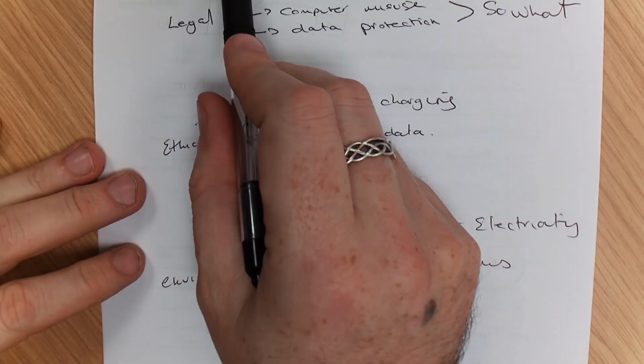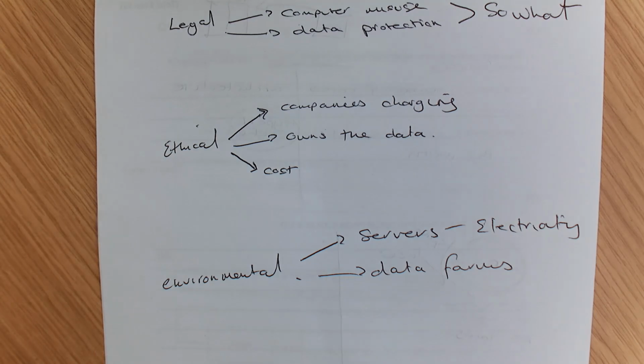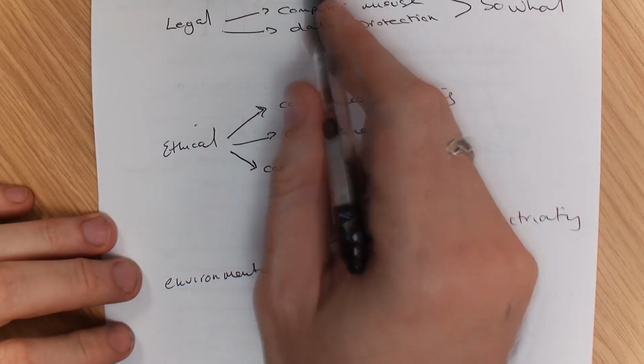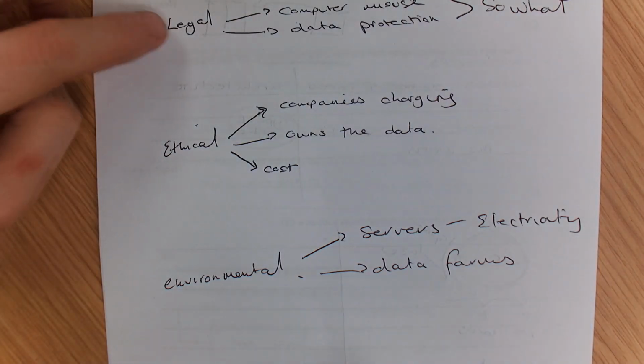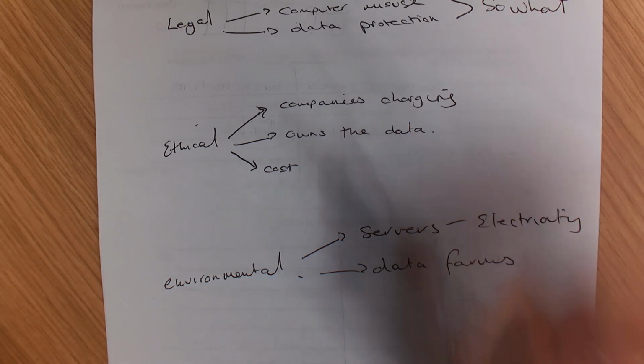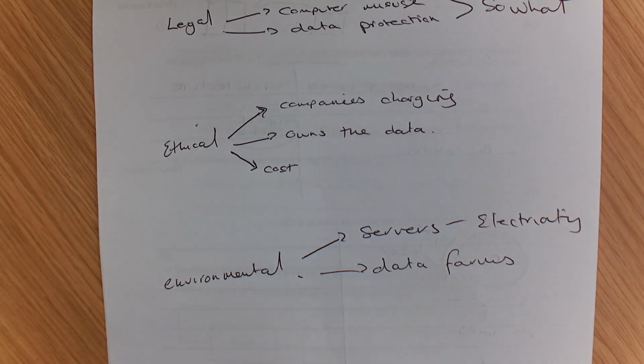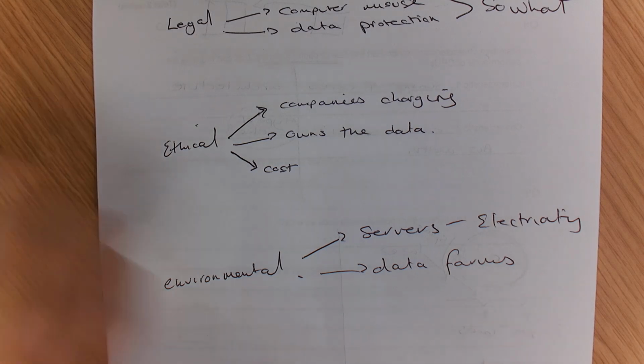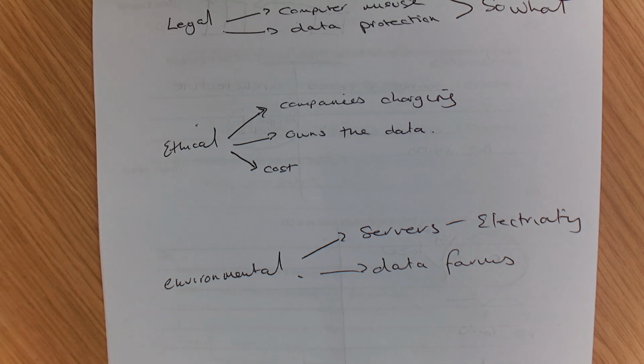Then you can build in the advantages and disadvantages here. I can say a disadvantage of using cloud storage is that people could hack or access my data. I could say an advantage of using cloud storage is that I can collaborate more easily with people. I can access my data anywhere in the world, providing I have an internet connection. That's also a disadvantage. If you go somewhere that doesn't have an internet connection, I am losing access to my files.